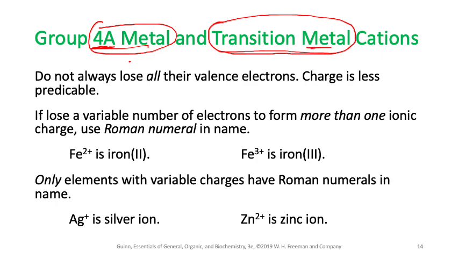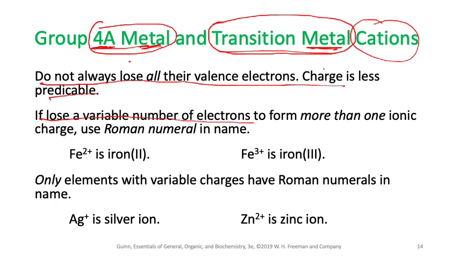And the time we say this is a metal, they always form cations. Metals always donate electrons. So just remember this: if you have a metal, it always donates electrons. If you're talking about a non-metal, it always takes electrons. So that's why metals always form cations, and non-metals always form anions. Okay, so these two groups do not always lose all valence electrons, so the charge is less predictable. It can show different charges.